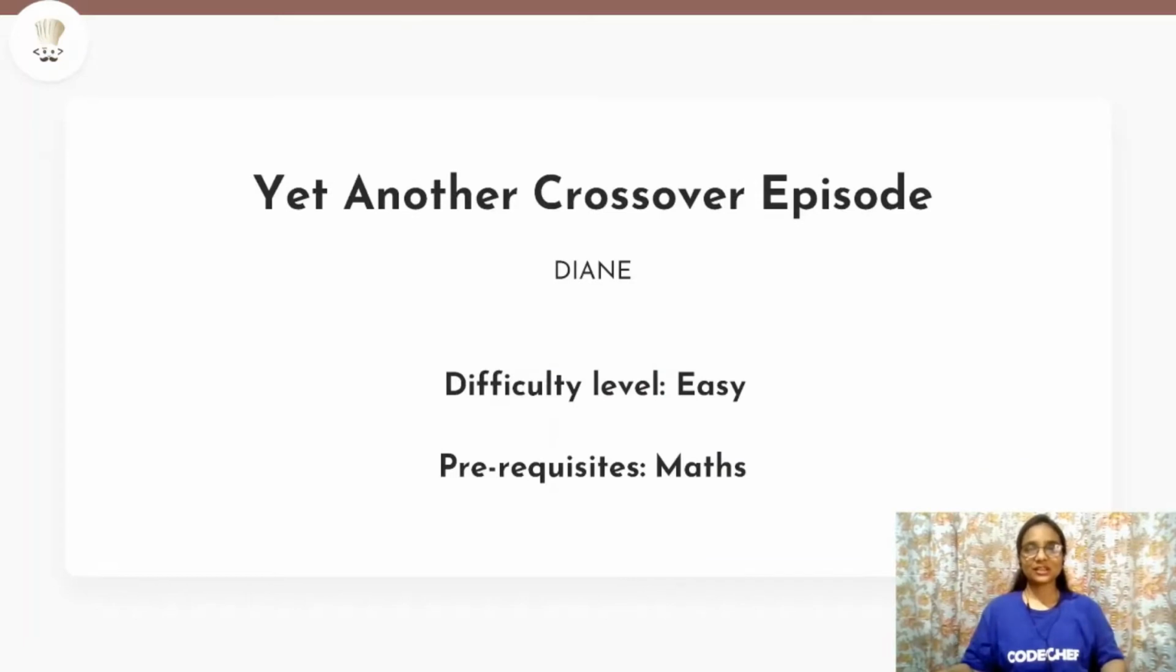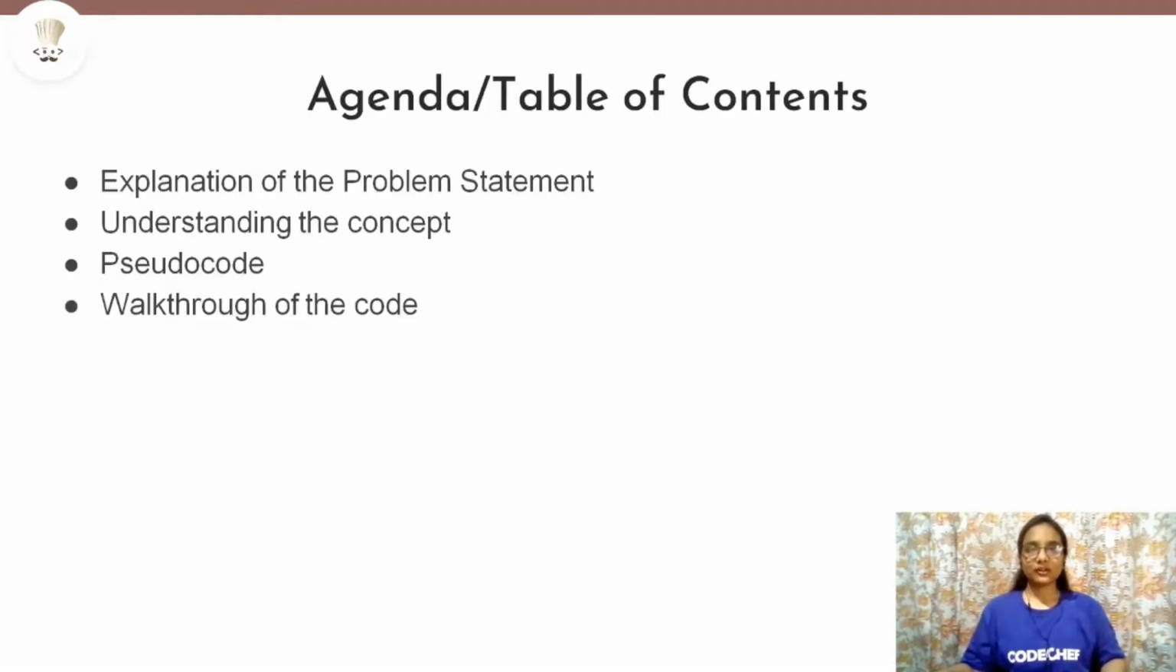Today we'll be solving the problem Yet Another Crossover Episode, which is an October Cook-Off problem, and it is an easy problem based on simple mathematics. The agenda for today is that first we will try to understand the problem statement. Then as usual, we'll understand the concept by which we can solve this problem mathematically. And then we will discuss the pseudocode and also do a quick walkthrough of the code, which is in Python.